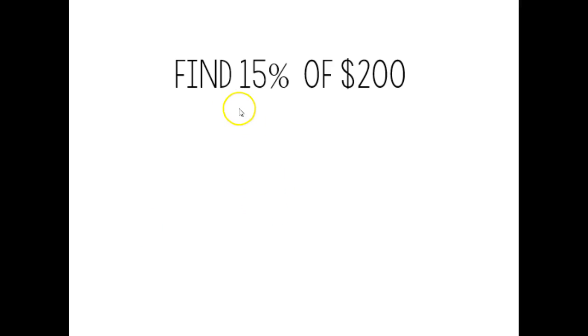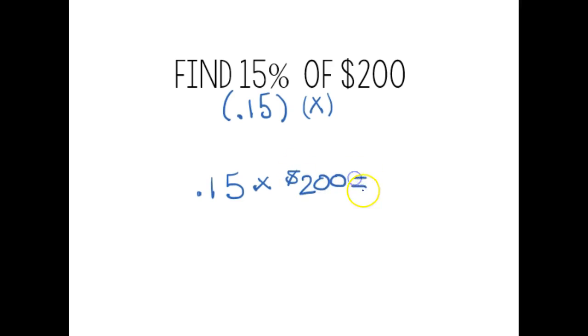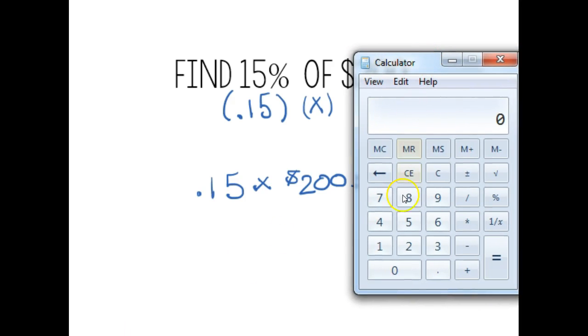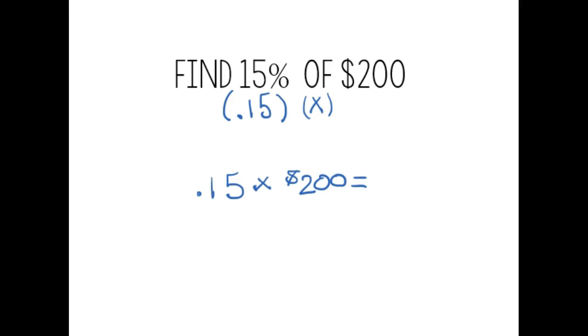Now that we know this, 15% is the same thing as 0.15. We want to find 15% of 200. We have 0.15. We know of is our multiplication. So 0.15 times $200. You guys can grab a calculator for this. Just slide one over. 0.15 times 200 gives us 30. So our answer here is going to be $30.